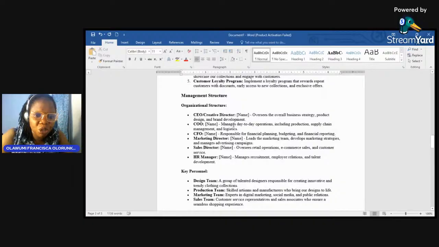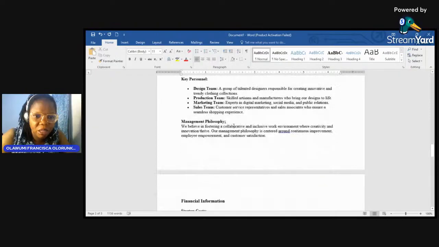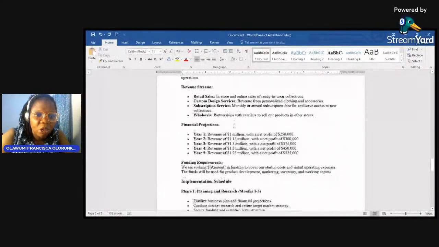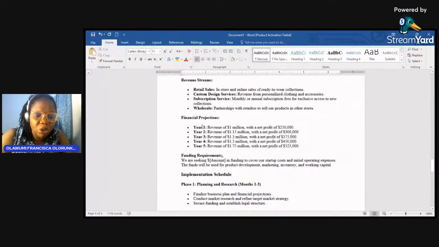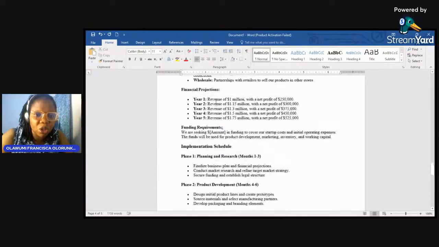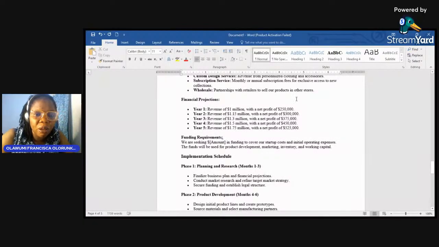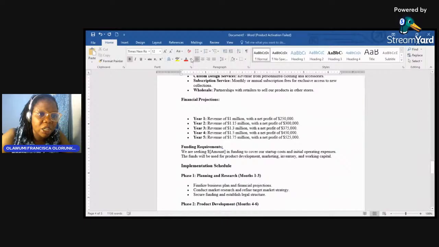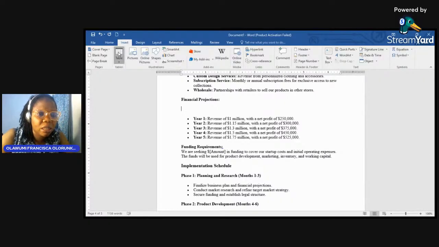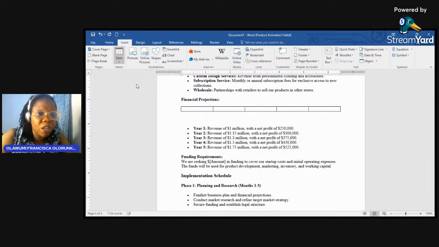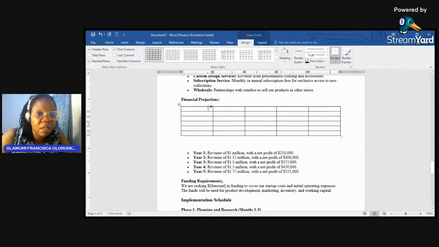Then your organization structure, you have that. Your key personnel, you have that. Your management philosophy, your revenue stream, then your financial projections for year one, year two. For this financial projection, you can just do this in form of a table instead. So just insert a table at that particular point, and do the financial projection for just a year. Write your serial number, have the items, have the units, the price, and then the total. You understand?